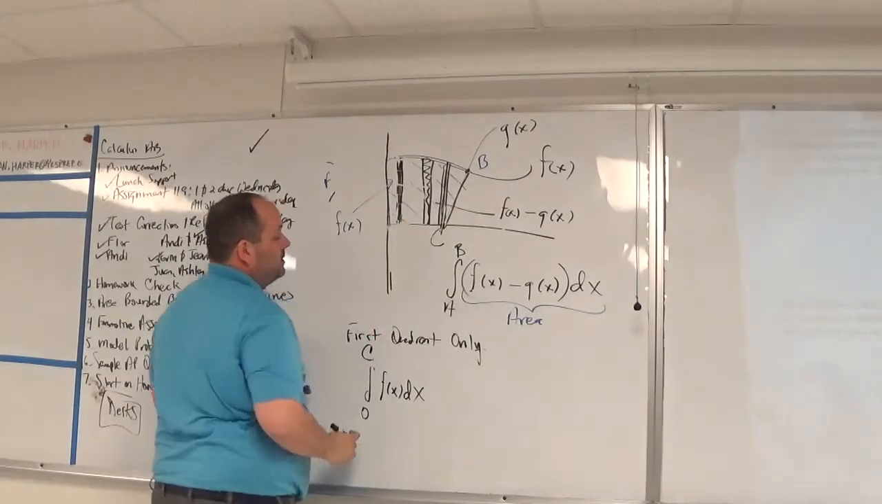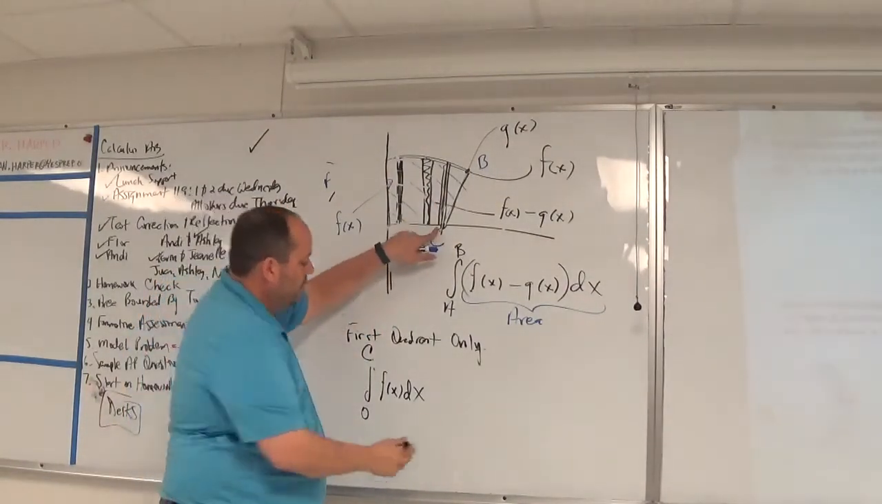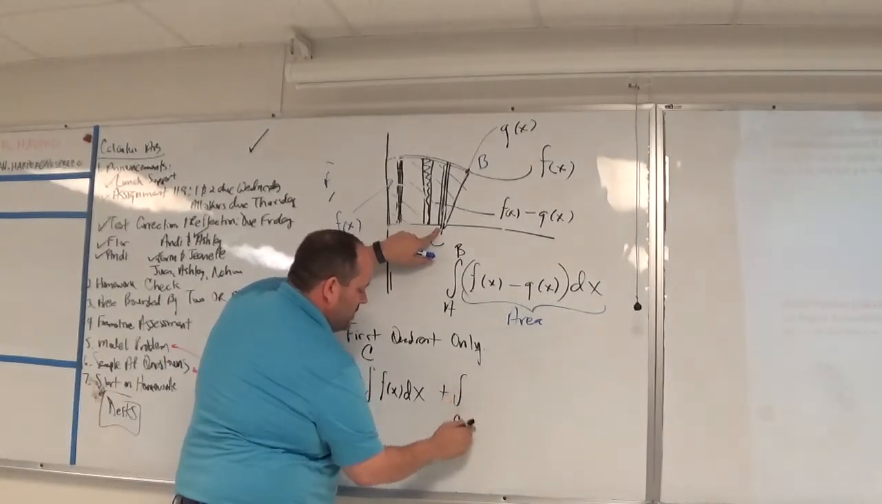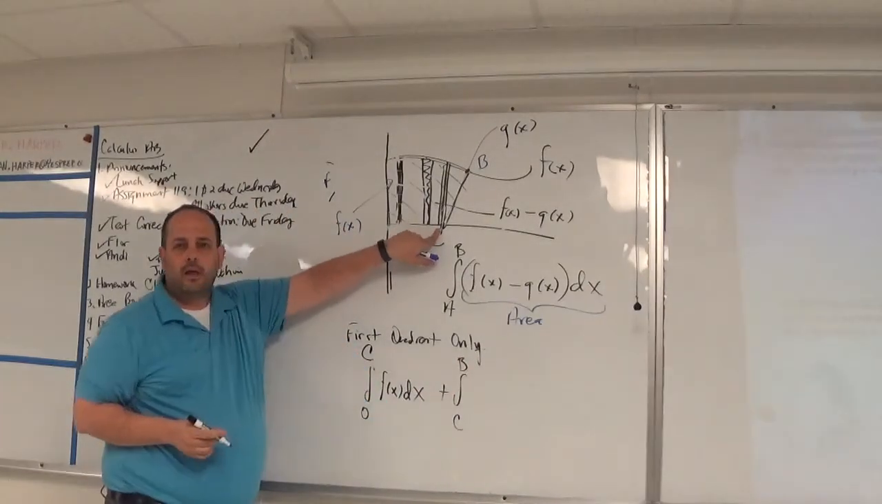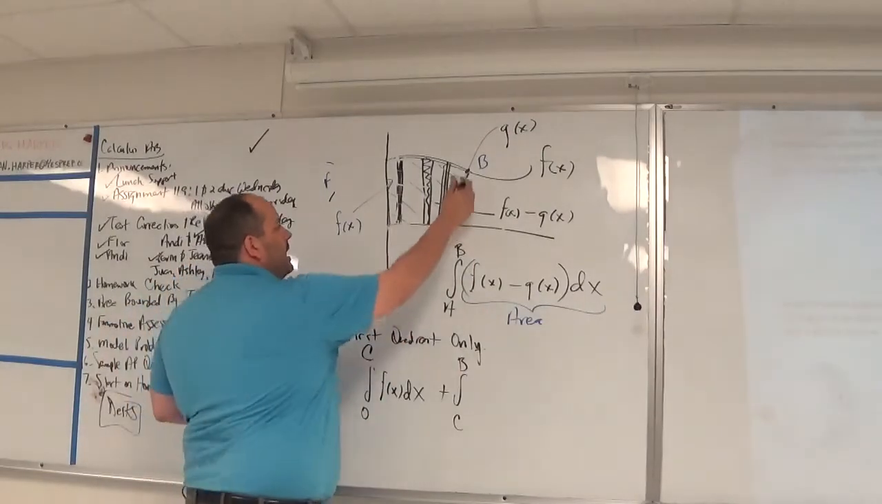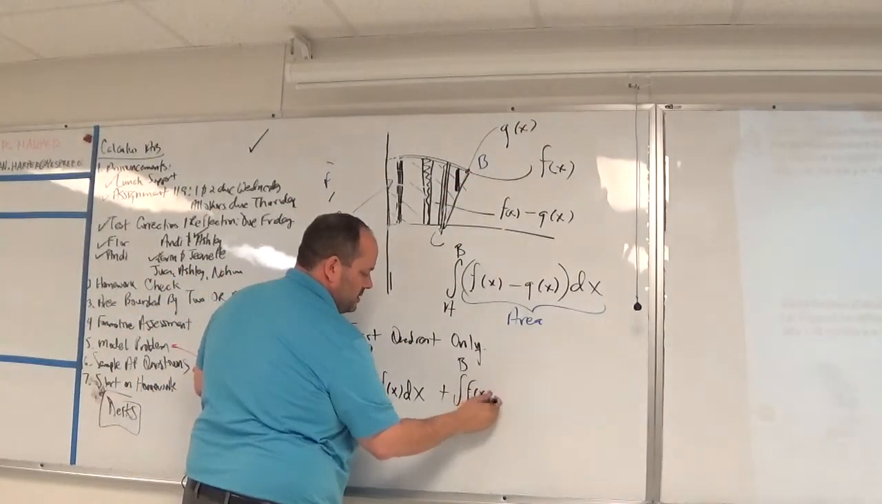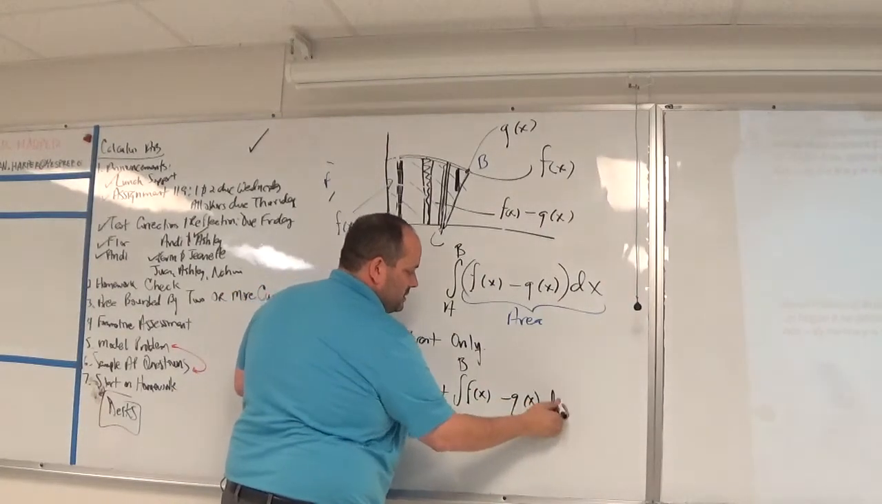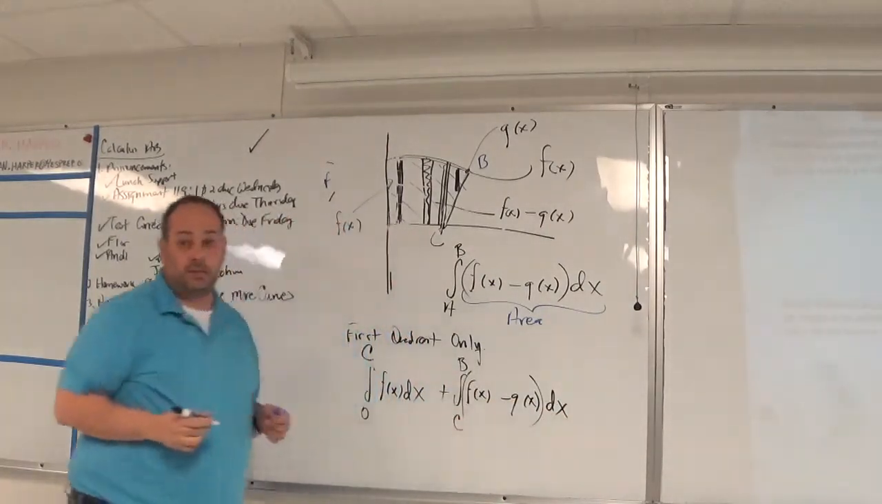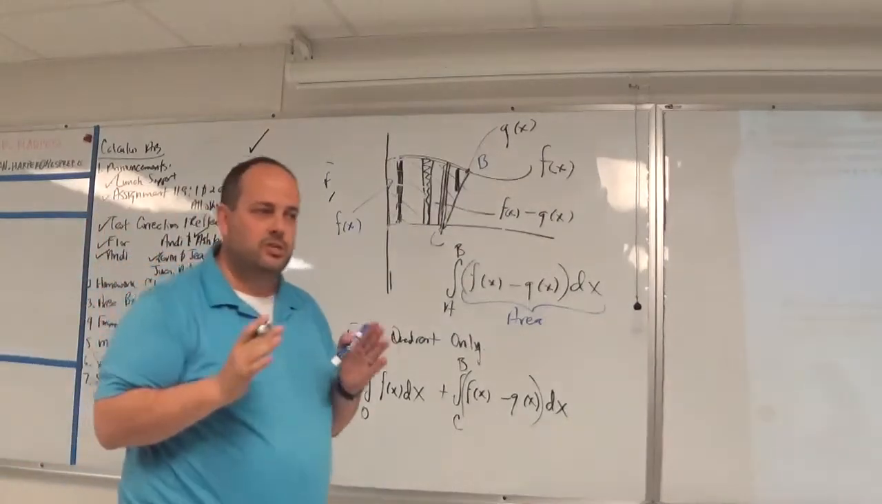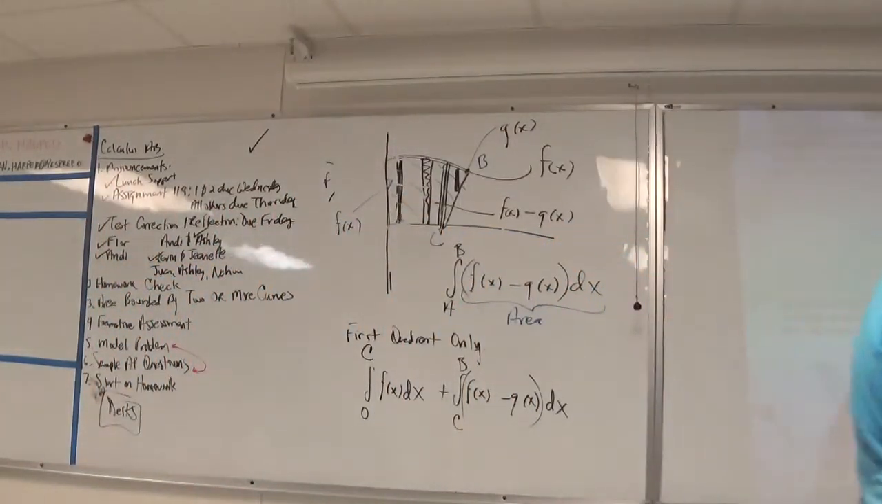And how about the last part? From C to B, we're going to do an integral. F of x minus g of x. And think about that slice again. Now we're doing f of x minus g of x dx. You have to pay attention to the region. Once you know the region, you want to think about those slices.